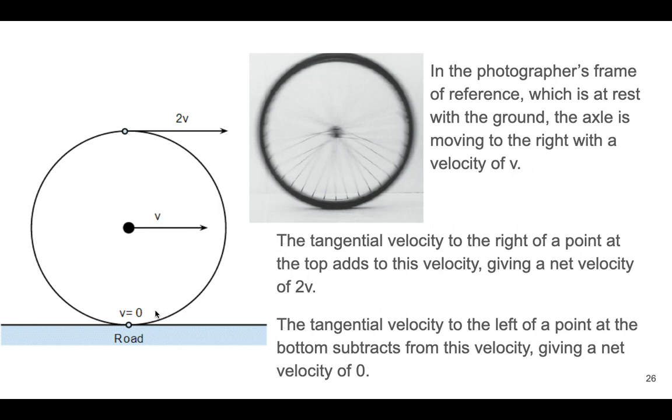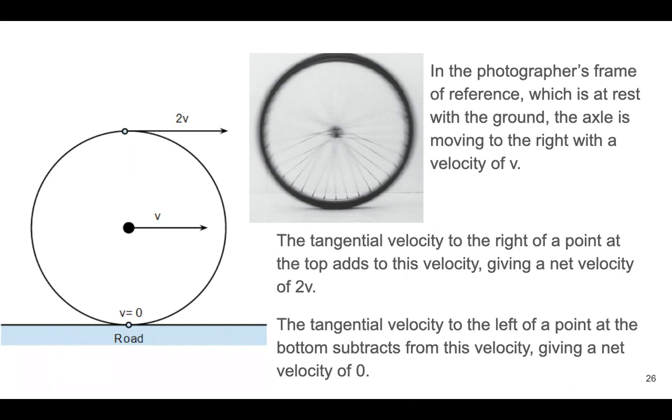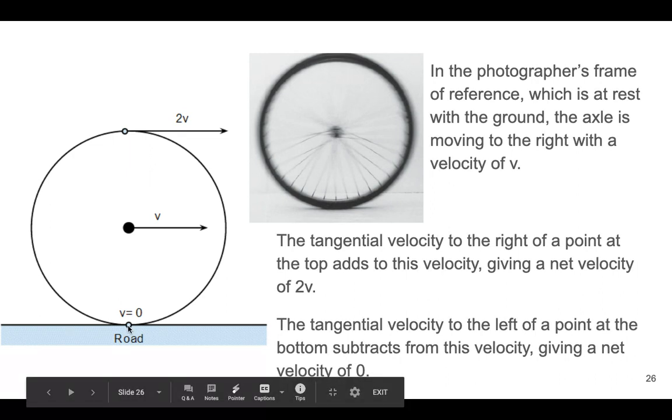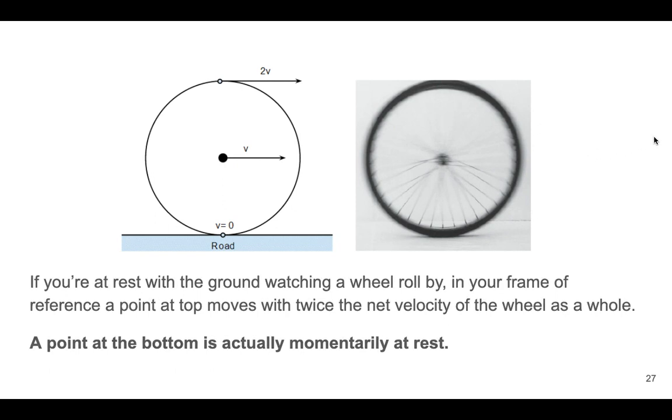And then the weird part is at the bottom. The part of the tire that touches the road is just for an instant not actually moving relative to you, which I always thought was kind of neat. So yeah, you have the regular velocity, the translational velocity v to the right, but that's exactly canceled out by the tangential velocity of the wheel, which at this point is going to the left. Which is the point of this picture here. So now we understand that picture.